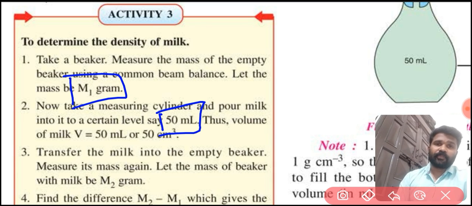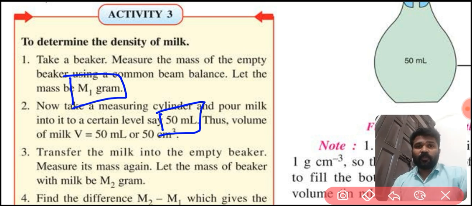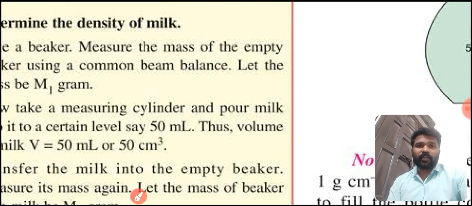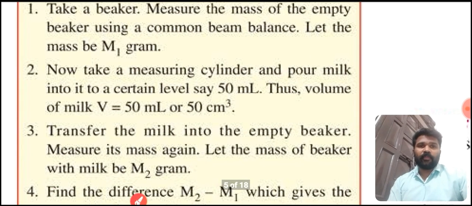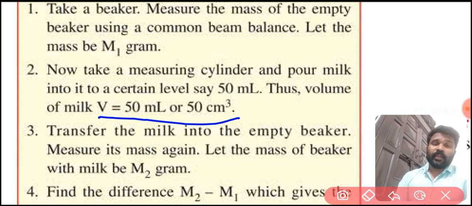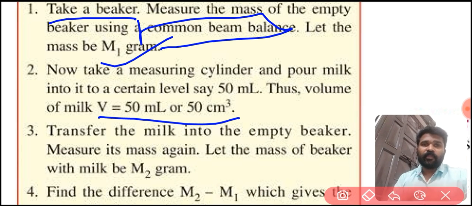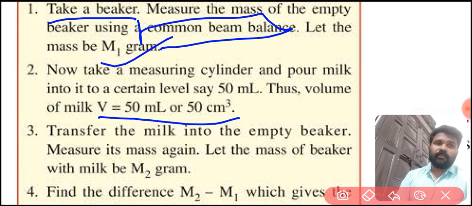Take the measuring cylinder. Okay, in the measuring cylinder you have to pour 50 ml milk. That means volume V is equal to 50 ml. Okay students, 50 ml or 50 centimeter cube. Transfer the milk into the empty beaker. Already the empty beaker is there, okay. By using the common beam balance we found the m1 gram, the mass, we already found out.